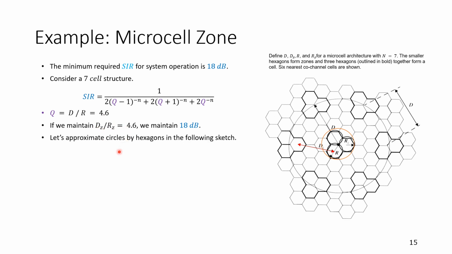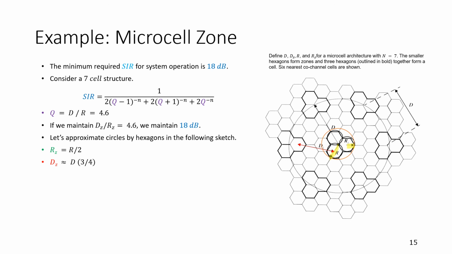Now, let's try to approximate things with circles. So the hexagon is represented with a circle. Then we can say that approximately, let me just highlight this, this is R from here to here, and this is R_Z. So we can think that R_Z will be half of the original radius, assuming we are looking at circles.